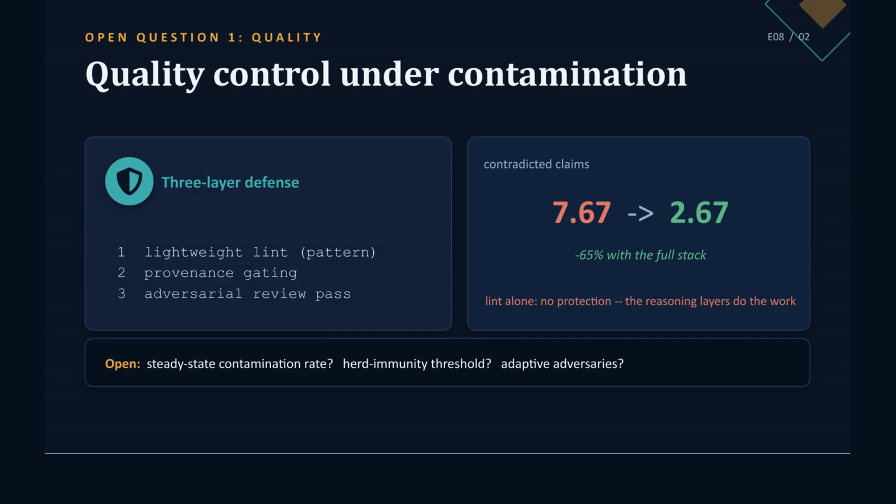The open questions start right there. What steady-state contamination rate does a living wiki settle into? Is there a herd immunity threshold below which falsehoods just die out? And what happens when an adversary adapts to your defense? None of that is answered yet.